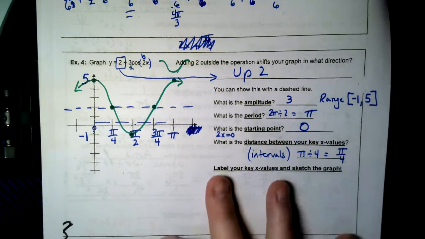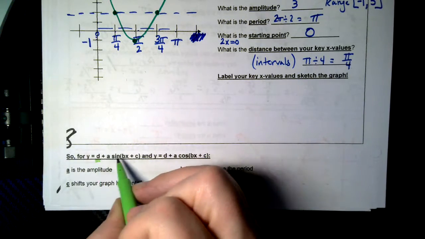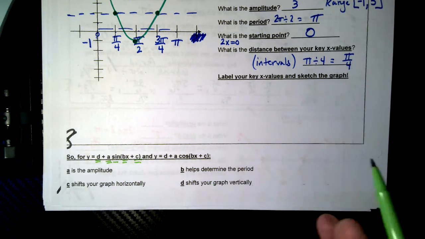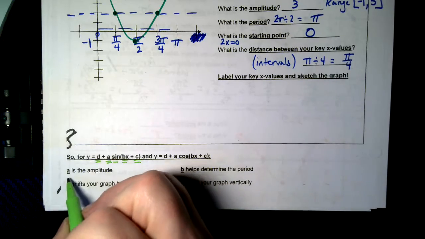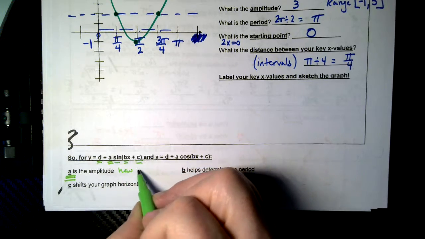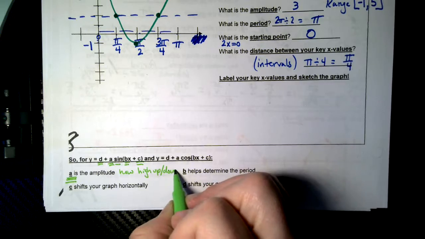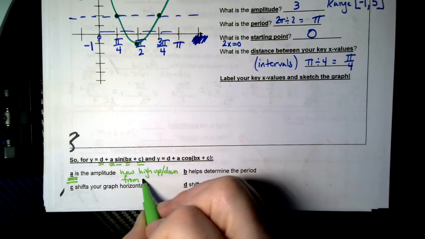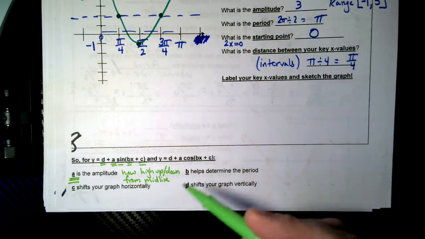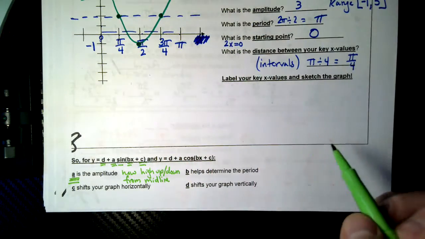All right, last bit of notes, guys. So for y equals, and they just put a generic a times sine of b times the quantity x minus c, plus d, each part does something to your graph. A is the amplitude. How high up or down from that dotted midline. Now, most times it's the x-axis, but this one, it moved up. So how far down do you go and how far up do you go from that midline?